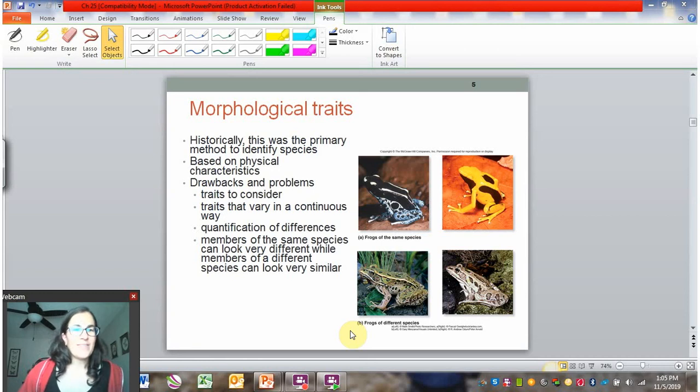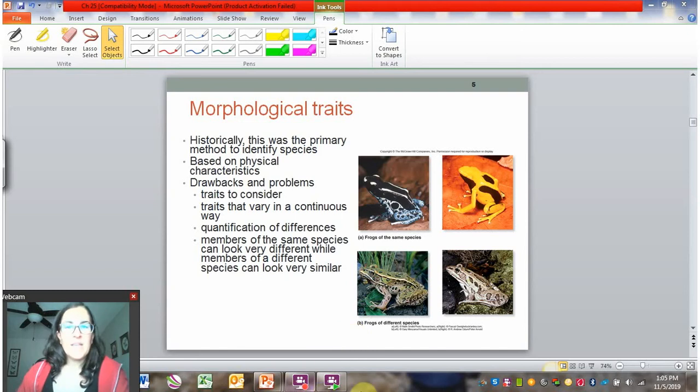Scientists have several ways that they use to determine whether organisms are the same species or different species. One of the most standard and oldest ways that we've used to identify species is to look at morphological traits. So the very first people to really start trying to decide if an organism was the same or different species used morphological traits. So these are physical characteristics: color, size, shape, all those kinds of different things.